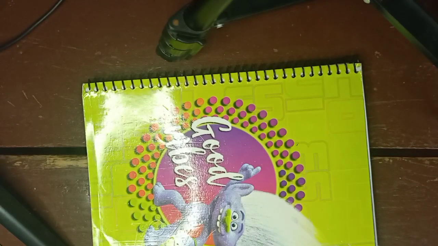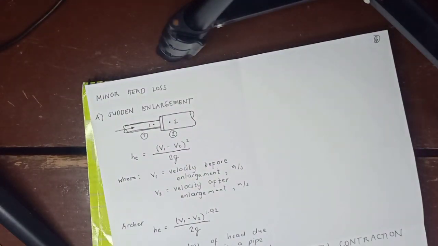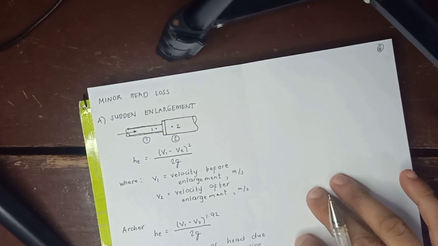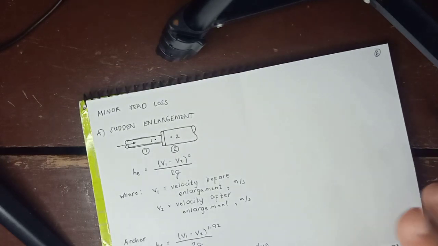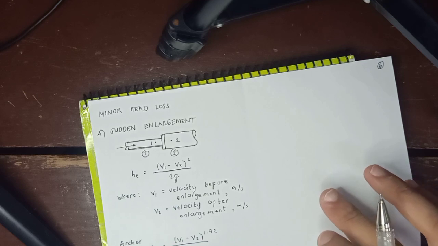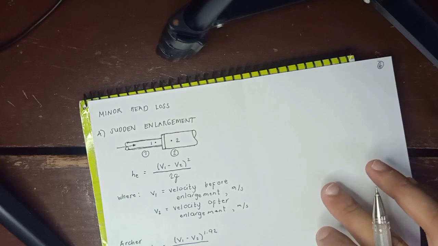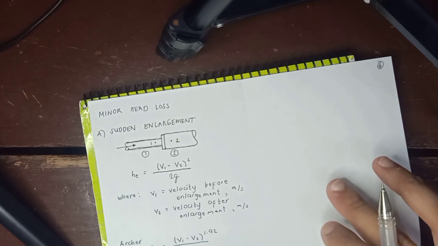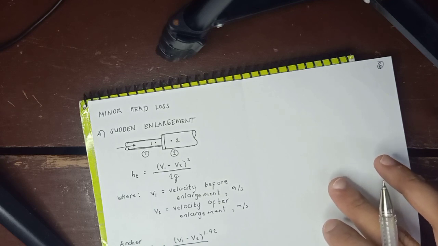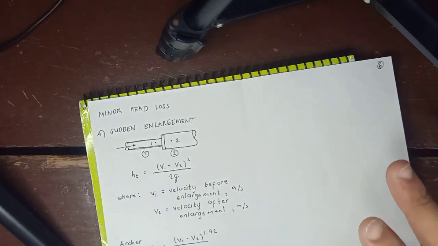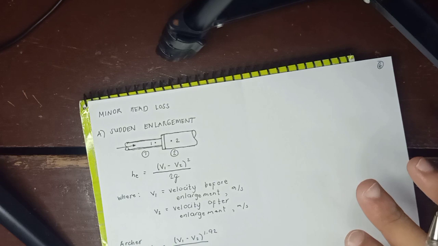So let's proceed now to minor head loss. First, it is the sudden enlargement. But let's know more deeply about minor head loss. Minor head losses are caused by changes in direction or velocity of flow. These changes may be due to sudden contraction, sudden enlargement, valves, bends, or any other pipe fittings.